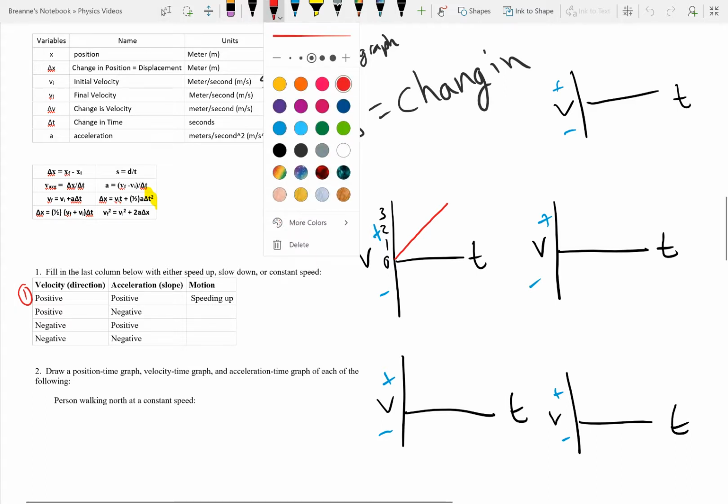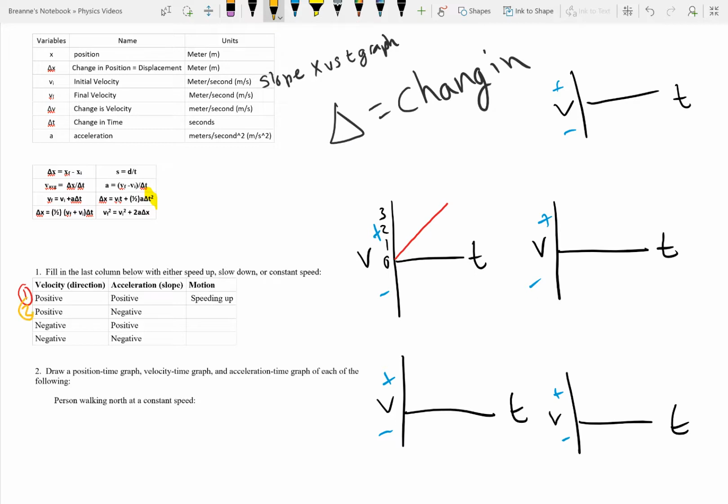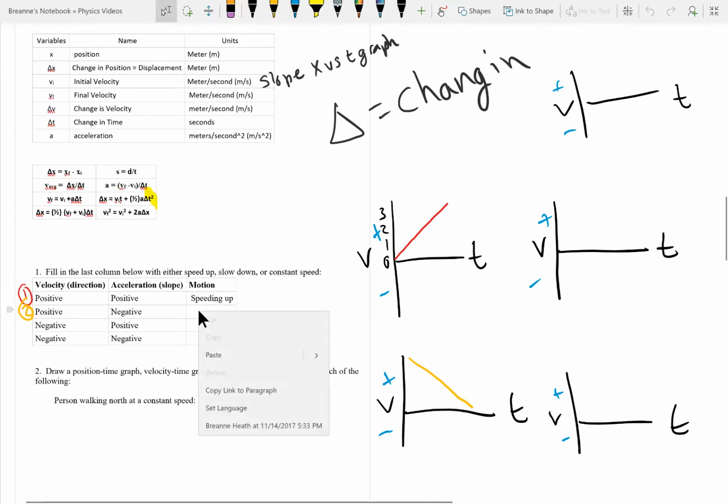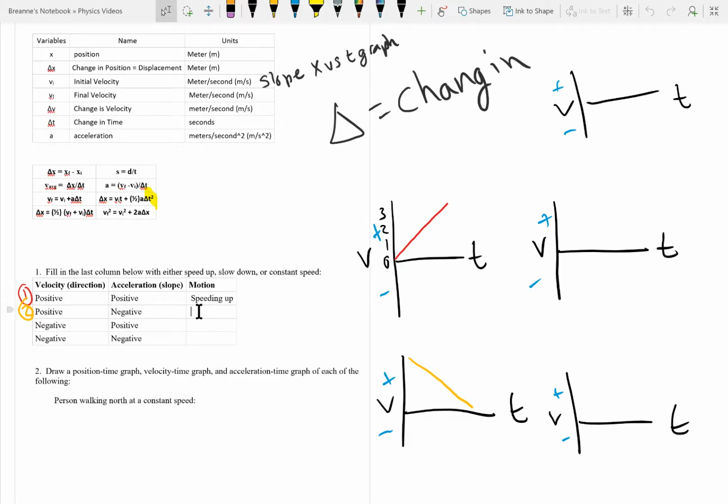So now let's look at the second one. So positive, so we're in the positive quadrant, but a negative slope. So you're sloping down. Again, look at your numbers. You would be like 3, 2, 1, 0. Your numbers are decreasing. So that means you're slowing down.